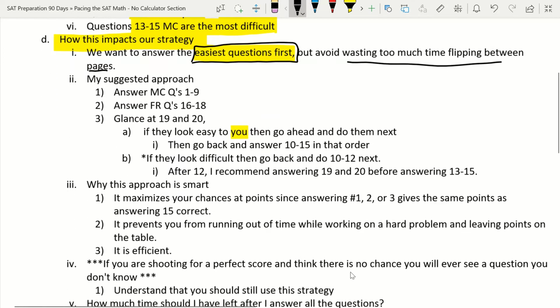So here's my suggested approach, and the approach I used when I scored perfectly on back-to-back SATs for the math section. The first thing that I would do is answer the multiple choice questions 1 through 9, and that's the first thing I recommend you do as well.